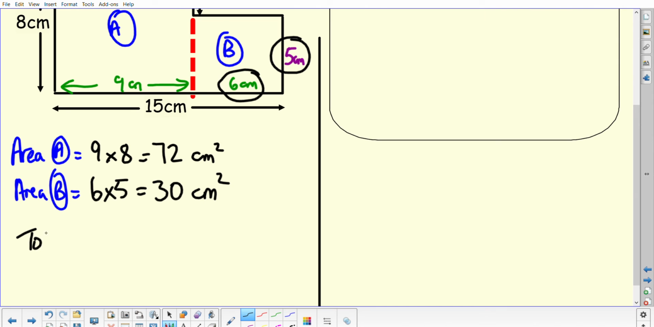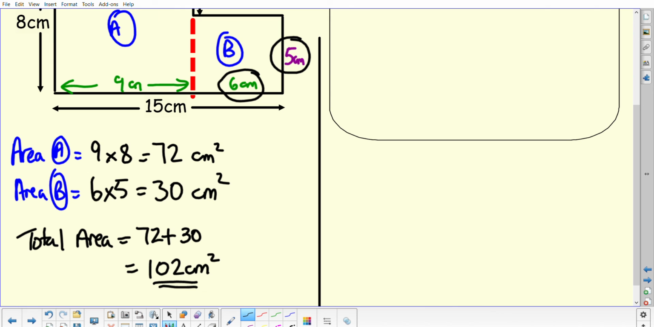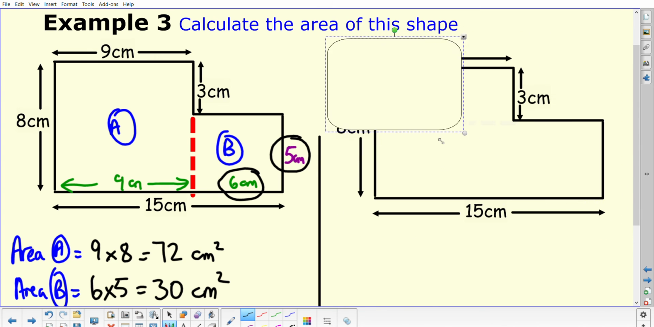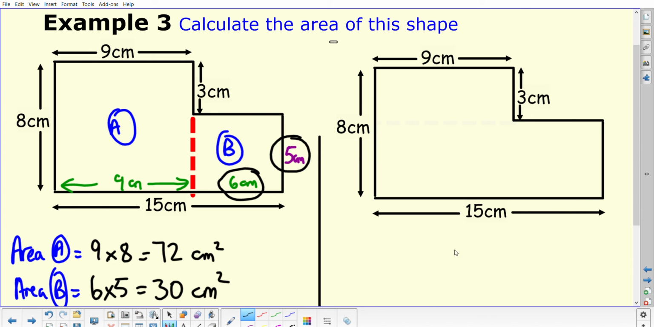You can then say at the bottom, total area will be equal to, and you would add those two things together, 72 plus the 30 would give you 102 square centimetres. Now that is not the only way we could have worked that out. We could have divided up that shape slightly differently in the following way. If you'd drawn out that diagram, you might have decided, well, I'm going to create my two rectangles in this way. Would that make a difference?